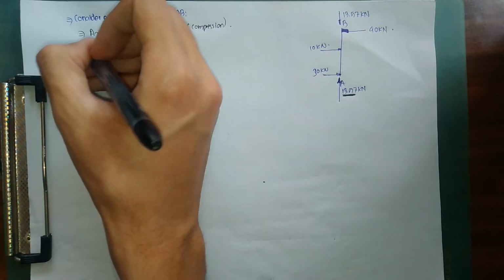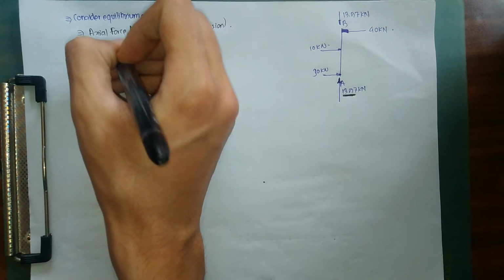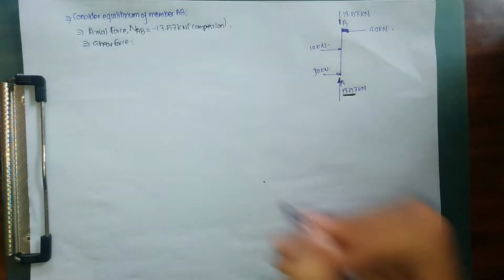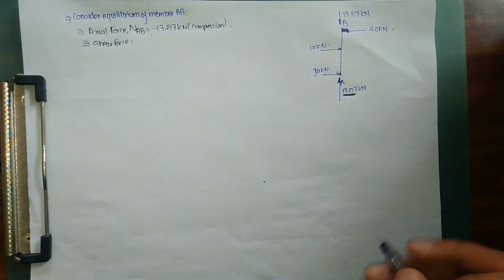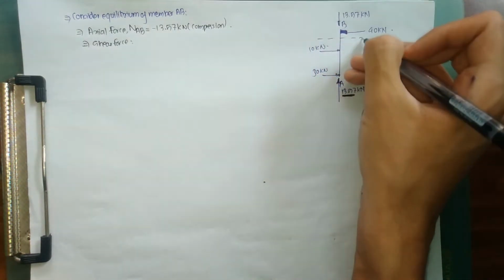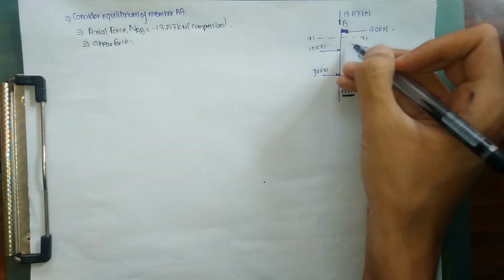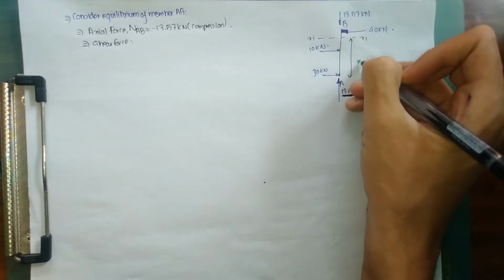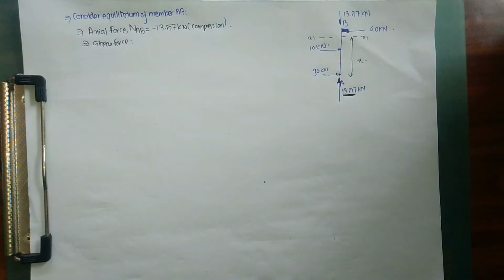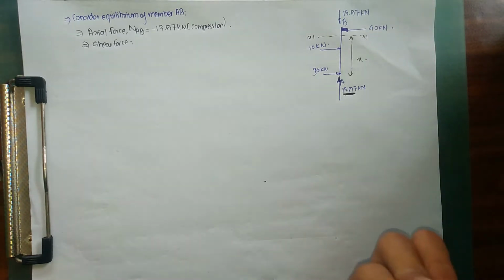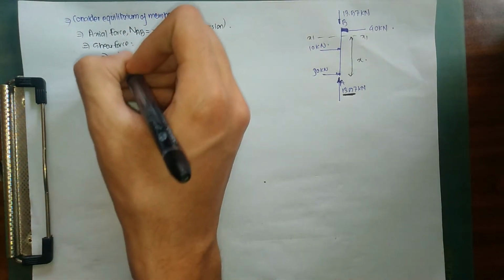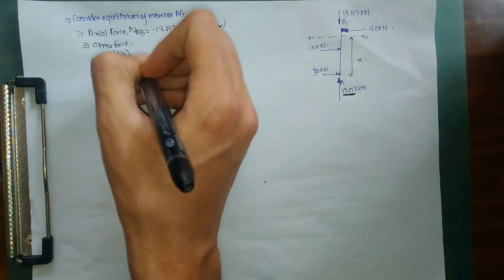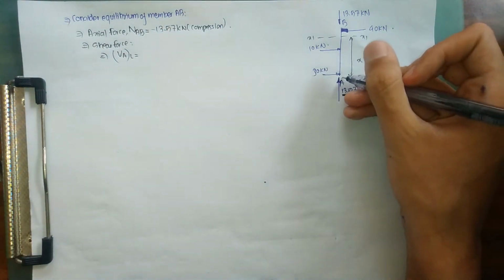Next we are going to calculate our shear force. In order to calculate our shear force, we can take a certain section x1 at a certain distance x, or we can simply calculate directly without taking any section. Right now I'm going to calculate at the left of A. As you can see here, at the left of A, there are no forces acting.